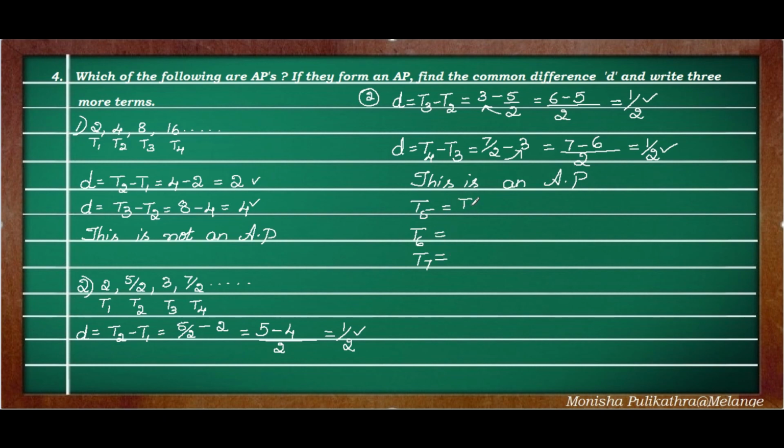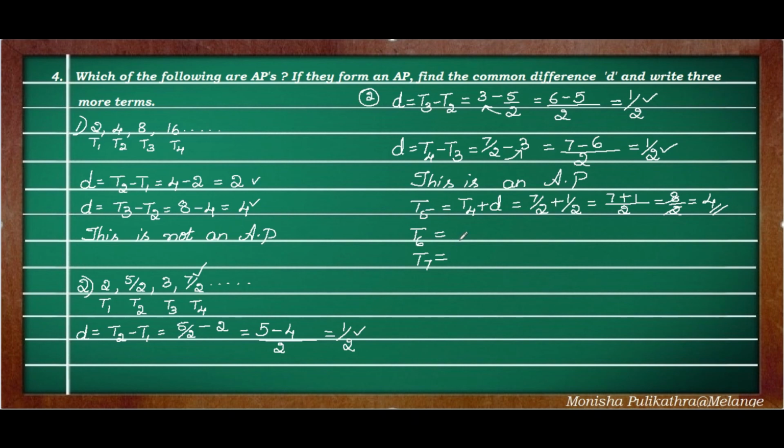So T5 means T4 plus D, previous term plus common difference. What is T4? T4 is 7 by 2. So T4 is 7 by 2 plus the common difference, which is 1 by 2. The LCM is the same, the numerator remains as it is, 7 plus 1. Therefore, it will become 8 by 2. 2 4s are 8. So the fifth term is 4.